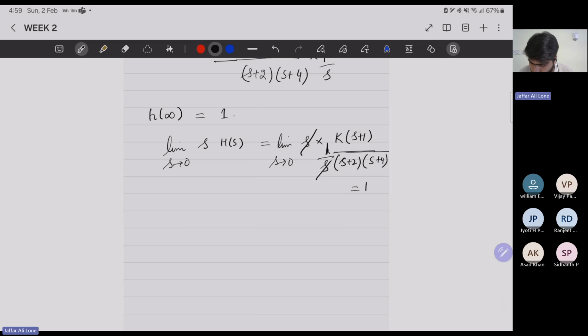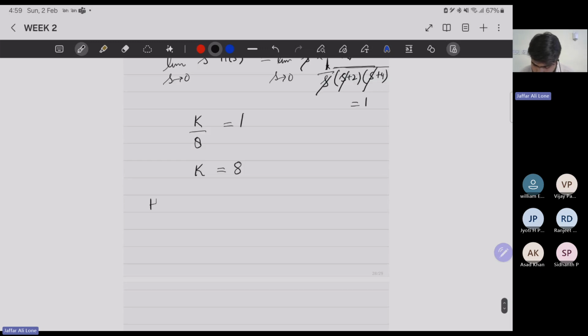Put s equal to 0. When s is 0, this will vanish, this will vanish, this will vanish. So we will get k over 8 is equal to 1. We will get k is equal to 8. Now we got h of s. H of s is 8 into s plus 1 divided by s plus 2 into s plus 4.